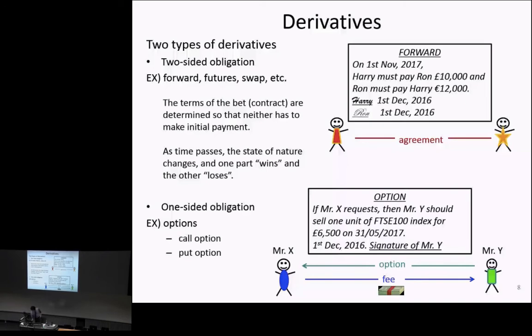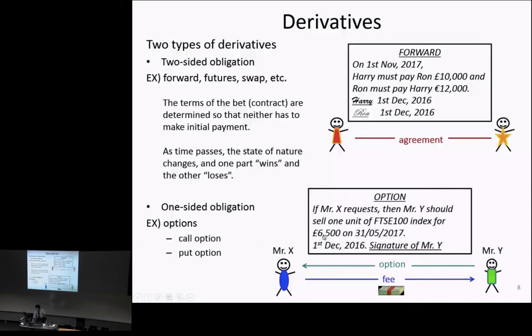Right. So if FTSE 100 turns out to be £7,000 in May 2017, then Mr. X can exercise this option. He pays £6,500, and Mr. Y delivers 1 unit of this portfolio to Mr. X, and if Mr. X wants to, he can immediately sell the portfolio in the market, getting £7,000. So his gain is the difference. £500 is his gain.